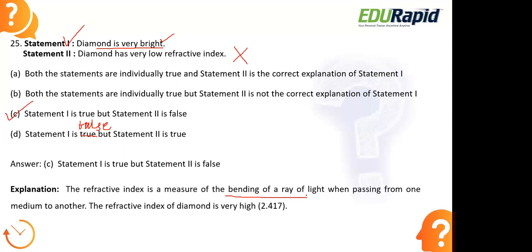So from one medium, that is from the gaseous state, if light is passing towards the solid diamond, it will usually bend. So that is what is known as refractive index. In the case of diamond, the refractive index is 2.417. It is comparatively higher. Okay, higher refractive index. So by this we can say that statement 1 is true and statement 2 is false.